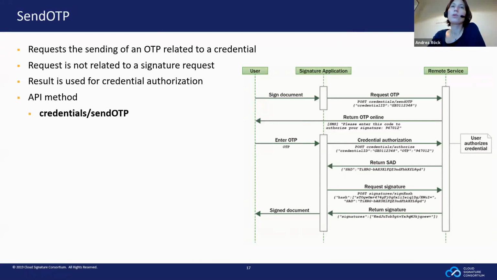The corresponding workflow is such that the user sends the document again to the signature application, which sends the request for an OTP to the remote service. The remote service will send the OTP to the user. The user will type the OTP into the signature application. The signature application will then send the OTP and the credential ID to the remote service, which will create the corresponding SAD, and then the SAD will be used again for the signature in the end.